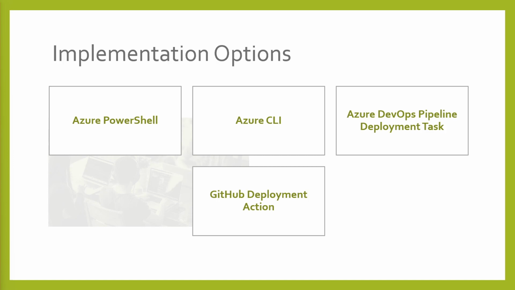There are several ways to execute and implement our Bicep. We can do it through Azure PowerShell, Azure CLI. From a CI/CD process perspective, we have the option to use Azure DevOps Pipeline deployment tasks. In GitHub, there is a GitHub deployment action for deploying our Bicep. In fact, it uses the same options as if we are executing an ARM template. So in our demo today, we'll focus on executing our Bicep through the Azure CLI interface.